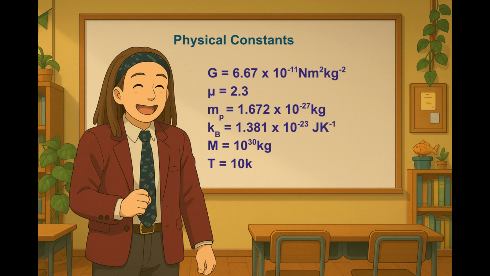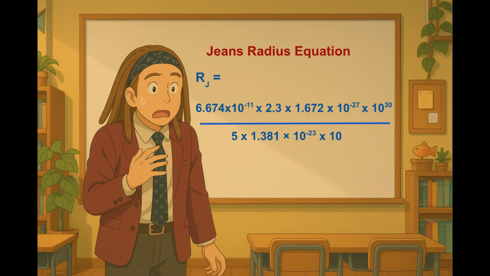G equals 6.674 times 10 to the minus 11 Newton meter squared per kilogram squared. Mu is 2.3. m_p was 1.672 times 10 to the minus 27 kilograms. k_B is 1.381 times 10 to the minus 23 joules per Kelvin. Substituting these into our equation, R_J equals 6.674 times 10 to the minus 11 times 2.3 times 1.672 times 10 to the 30 over 5 times 1.381 times 10 to the minus 23.